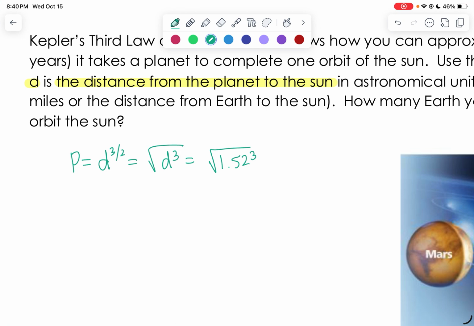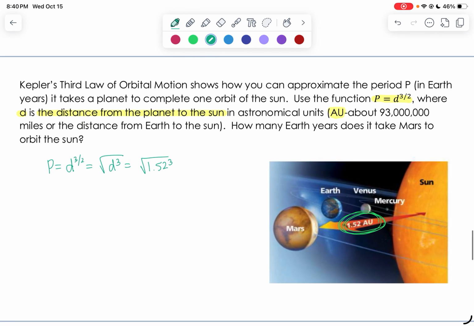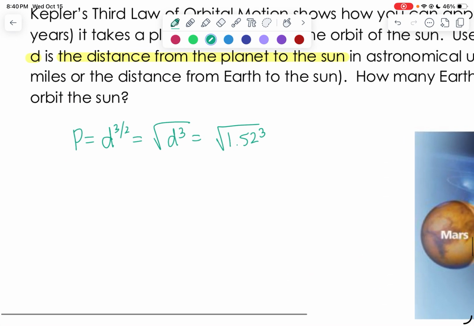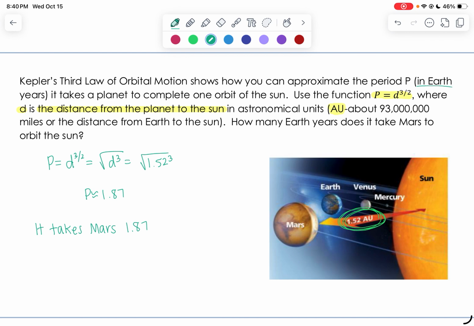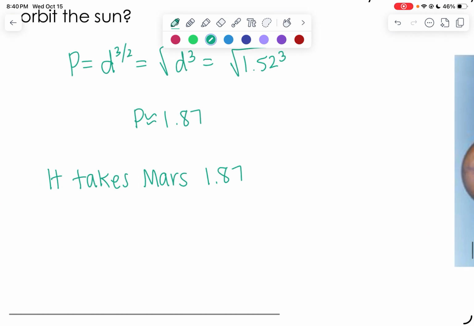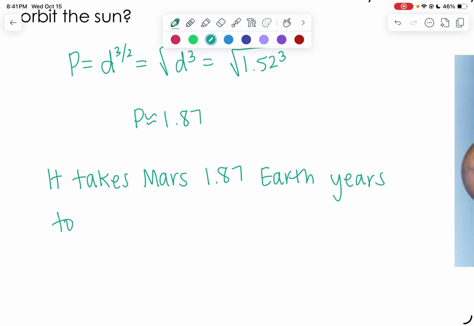There we go. Okay. So how many Earth years does it take for Mars to orbit the sun? Well, we just did it in the calculator. So 1.87. So our answer would be it takes Mars 1.87. Remember, P was already in Earth years, okay? So it takes Mars 1.87 Earth years to orbit the sun.